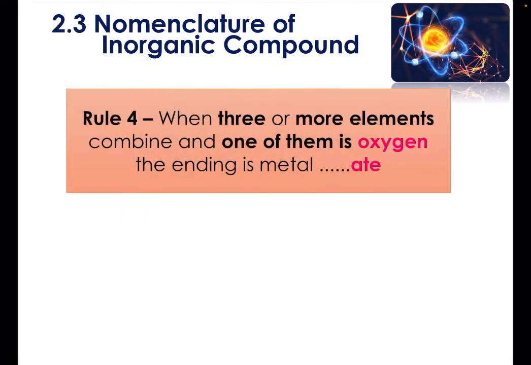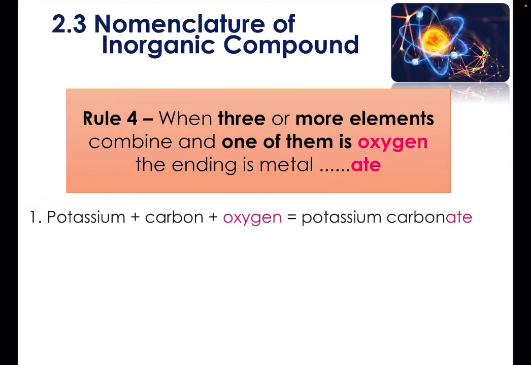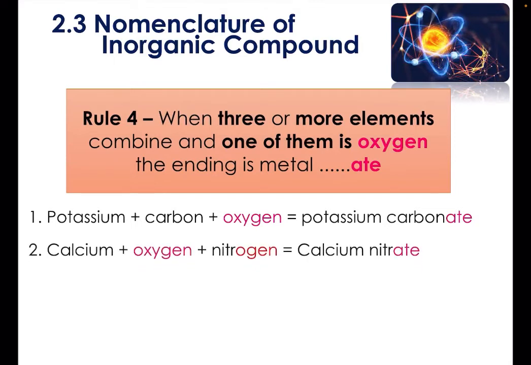Next one, rule number 4. This is the last rule. When 3 or more elements combine and one of them is oxygen, your naming will be metal something-ate. So for example, I got potassium, carbon and oxygen. So it will combine to become potassium carbonate. The -ate represents oxygen. Same here, I got nitrogen, calcium and oxygen, but I will combine them and put the metal at the front. So my calcium at the very front, and it ends up as in rule number 2, calcium nitrate.